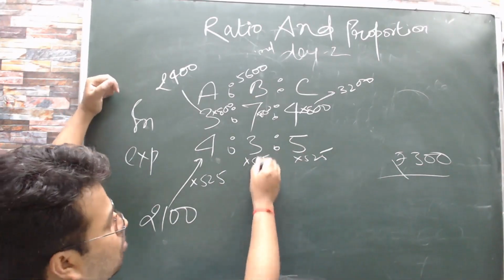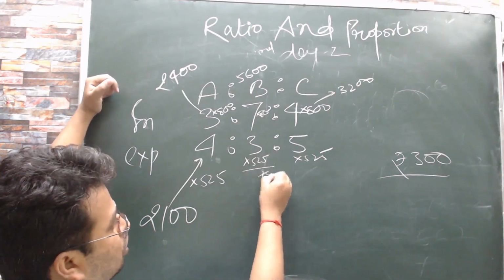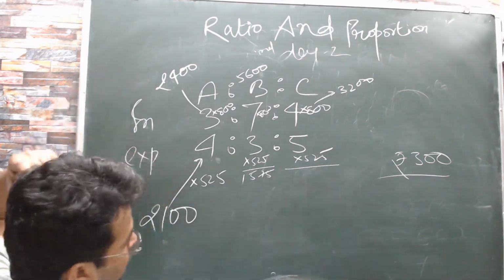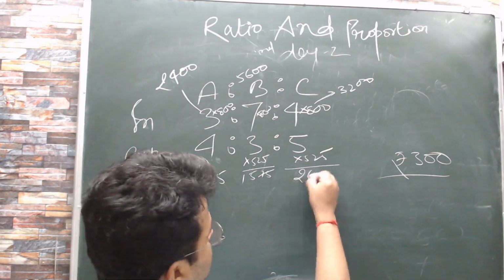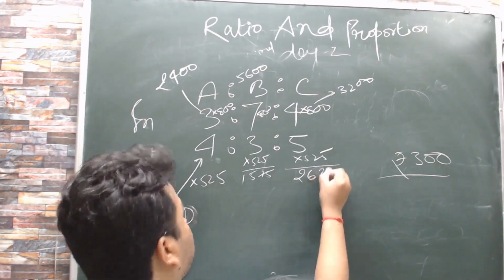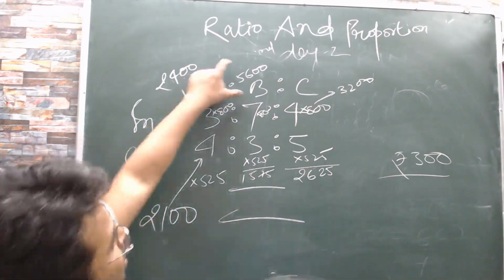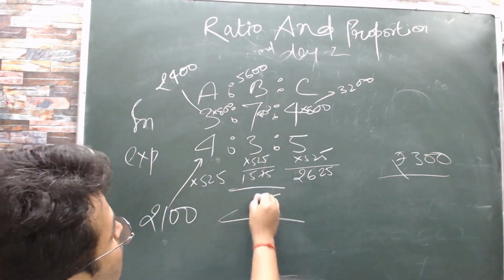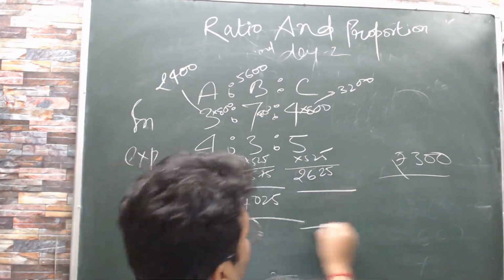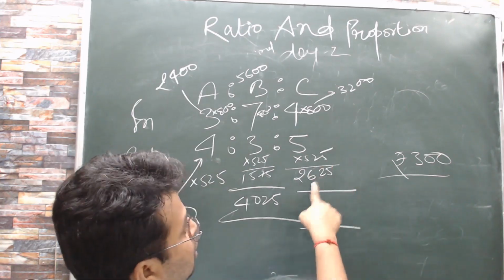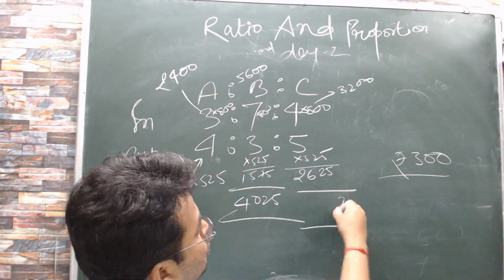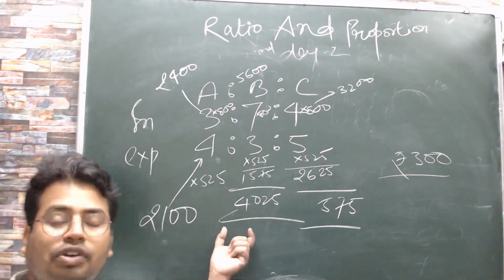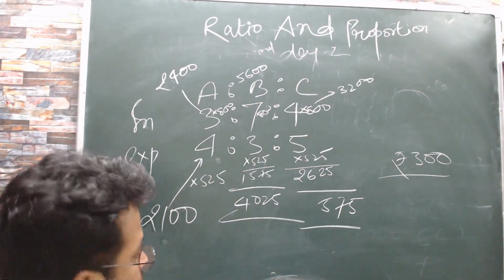So multiply 525 here also. So what is the expenditure of B? Multiply it: 525 times 3 is 1575, and this one 525 times 5 is 2625. So this is the income of B, this is the expenditure of B. So what is the saving of B? Subtract it: 2625 hmm, the saving of B is as shown. And what is the saving of C? Out of 3200, he spent this one. So subtracting, this is the saving of C. So this is the saving of B. This is the saving of C. Copy it.